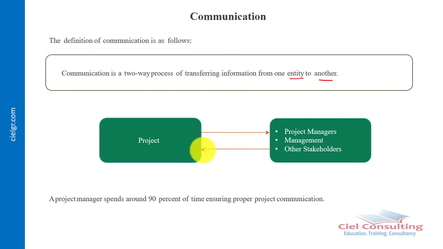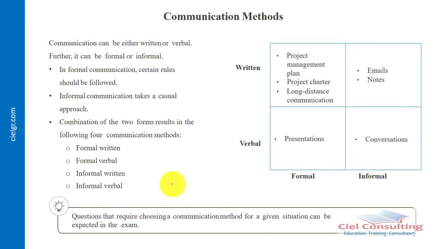And then don't forget that a project manager spends around 90% of time ensuring proper project communication, because what you do as a project manager most times is actually communication. So it's either you're negotiating, you're holding a meeting, you're giving instruction, you're doing a report, you're analyzing, you're able to determine your project status, and then also you're able to come up with your project information report. All of these things are all about communication. So that's why we say that 90% of the project manager's time is spent communicating.